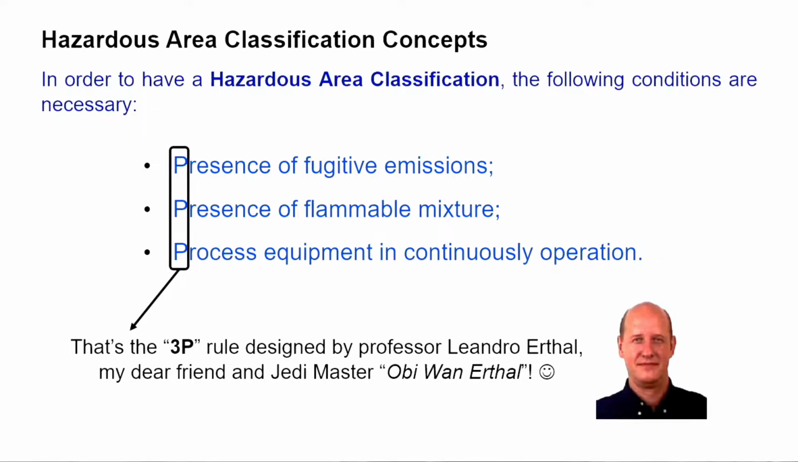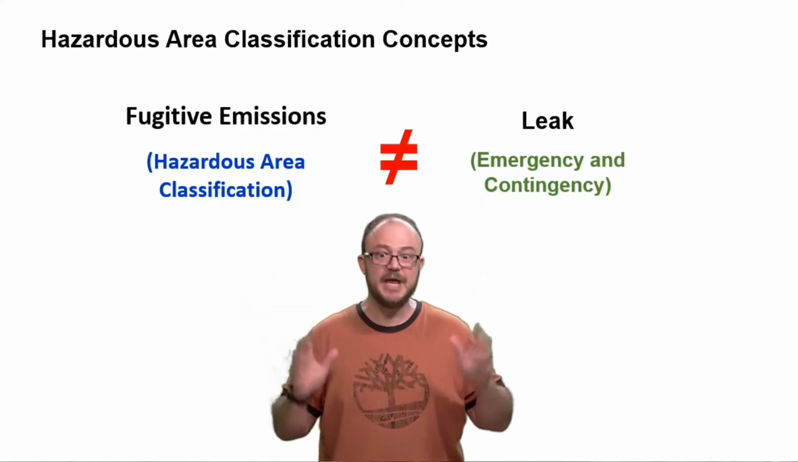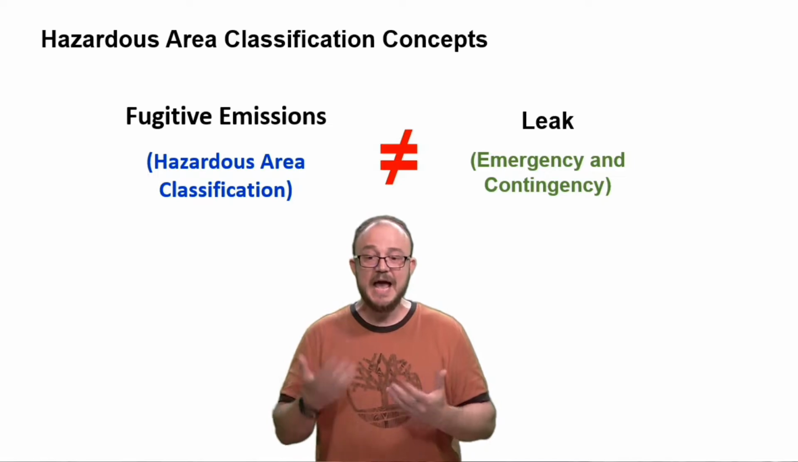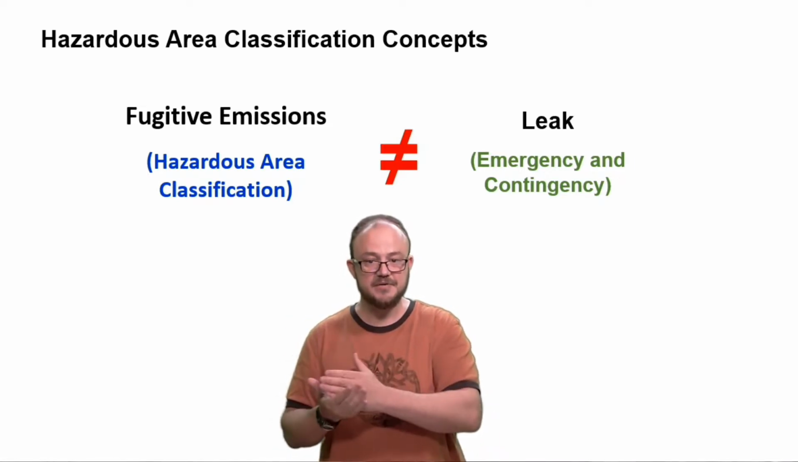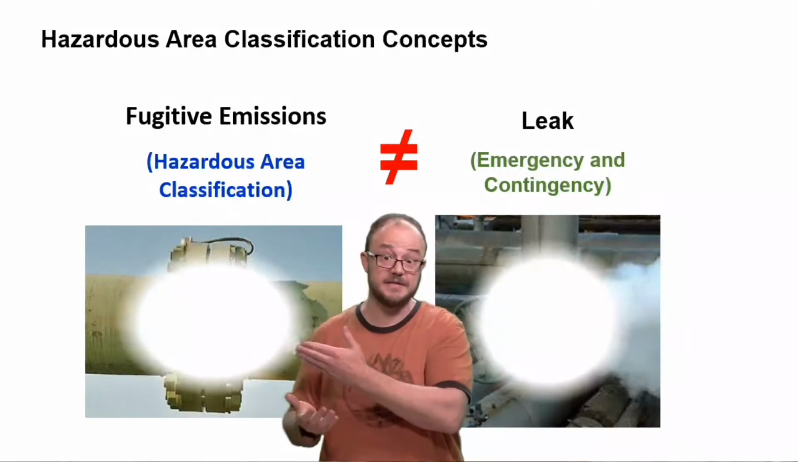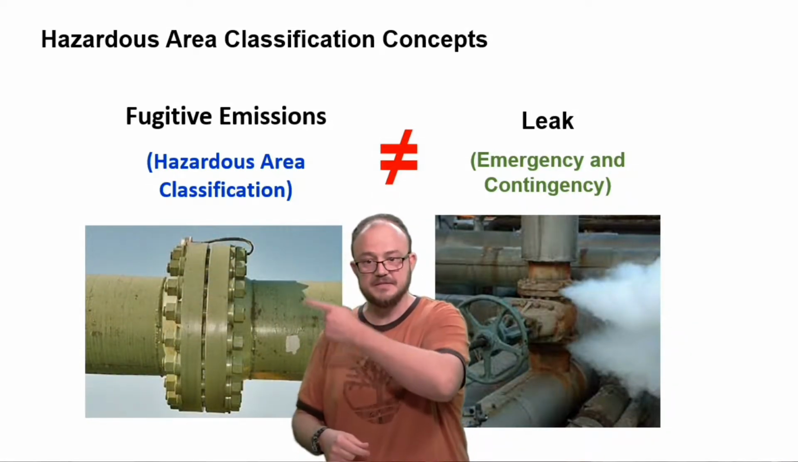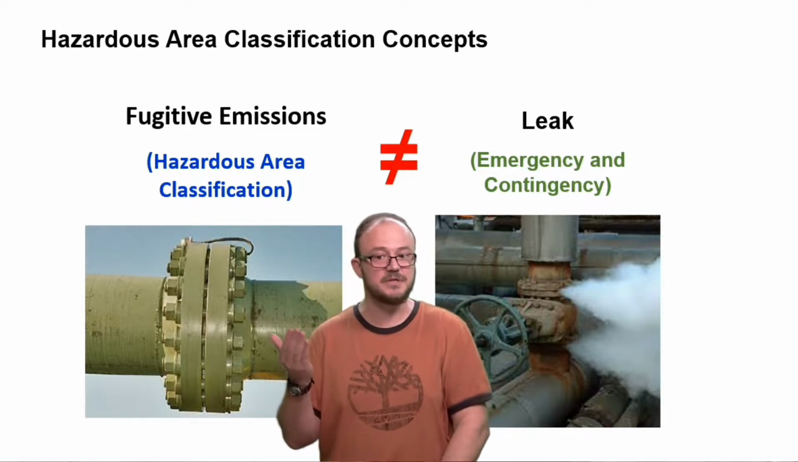And something very important here is to understand what a fugitive emission is. Well, a fugitive emission is completely different from a leak. We have to understand that. We have a fugitive emission that characterizes the hazardous area classification. It is, for instance, when we see a flange like this. A flange like this, in normal operation, is an example of hazardous area classification.